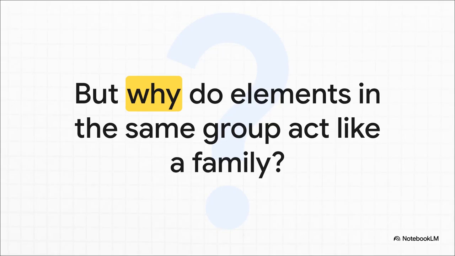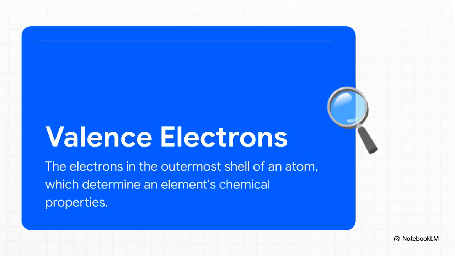I mean, this is the question, isn't it? Why are all those alkali metals in group 1 so much alike? Why do all the halogens in group 17 act as salt formers? What is the secret ingredient that ties them all together? The secret. It all comes down to something called valence electrons.